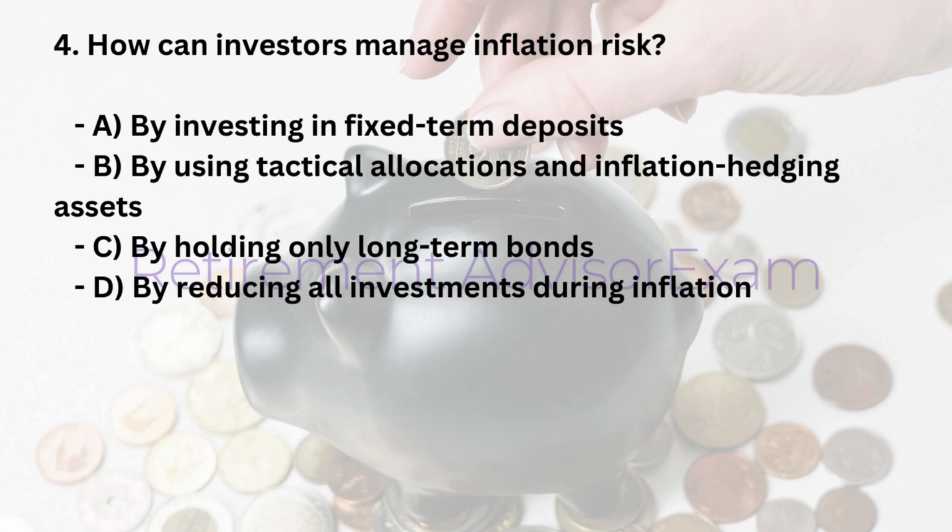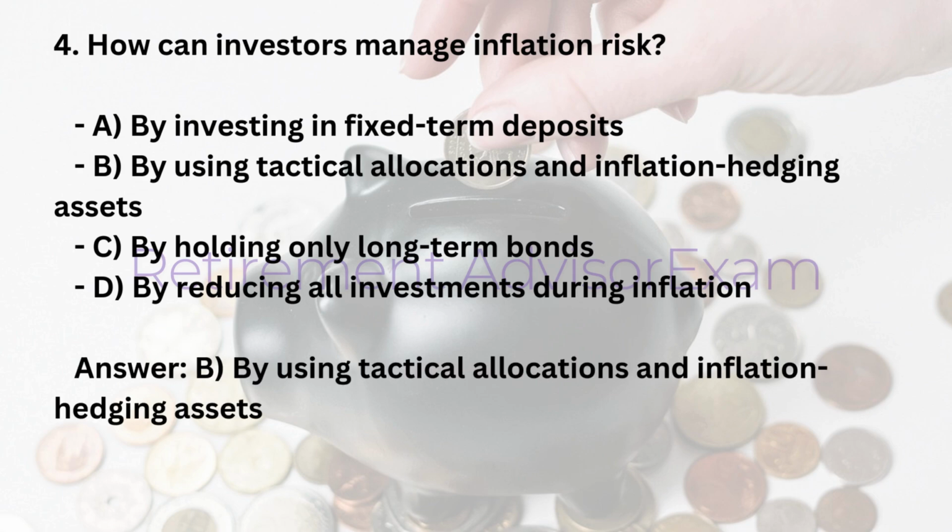4. How can investors manage inflation risk? A. By investing in fixed-term deposits. B. By using tactical allocations and inflation hedging assets. C. By holding only long-term bonds. D. By reducing all investments during inflation. Answer: B. By using tactical allocations and inflation hedging assets.